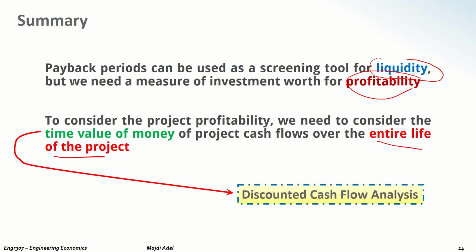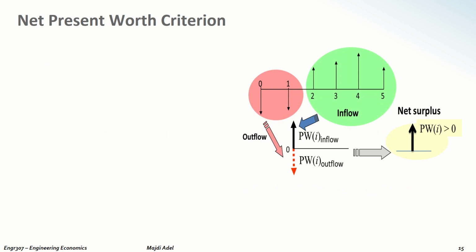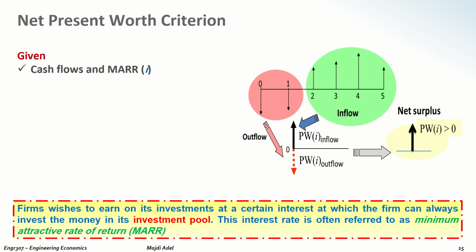This leads us to the second criterion, which this chapter is mainly about, the net present worth criterion. What we mean by the net present worth criterion is that we need to find the present value of this cash flow.